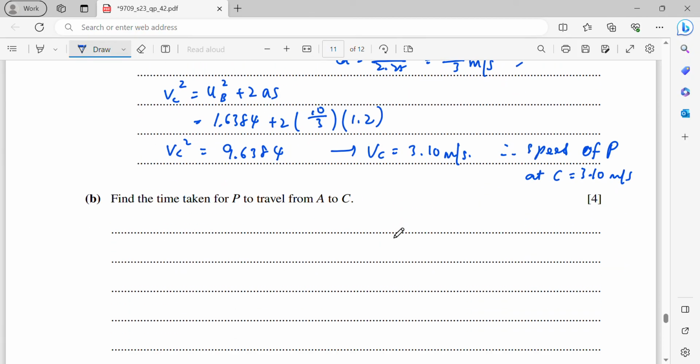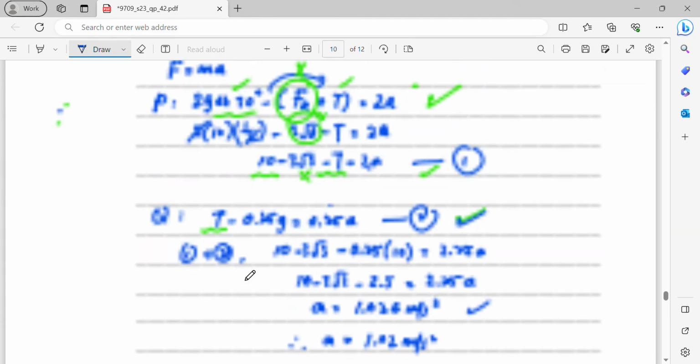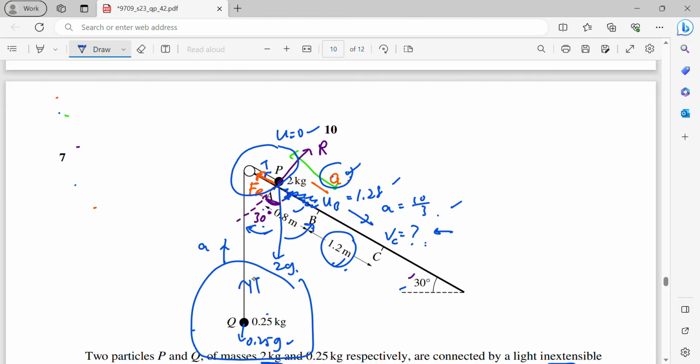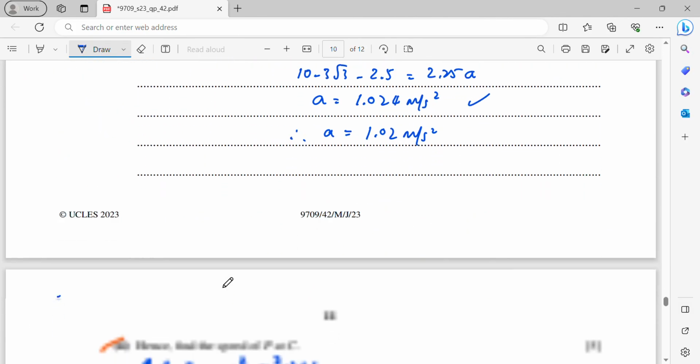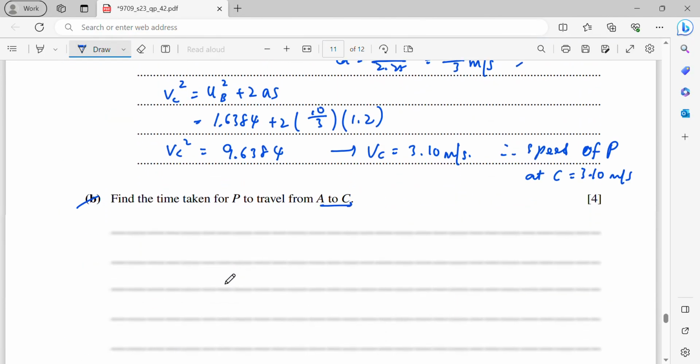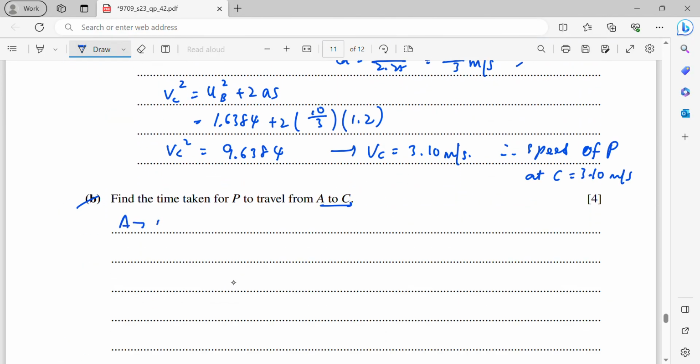Right, so now part B, find the time taken for P to travel from A to C. So from A to C, we need to find the time, right? From A to B, then B to C. So I will use V equals, also from A to B. I'm going to use this because we know all the U and V already. So I will use VB is UA plus AT1.